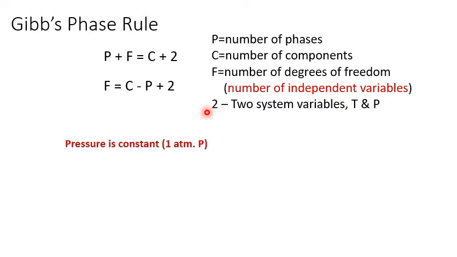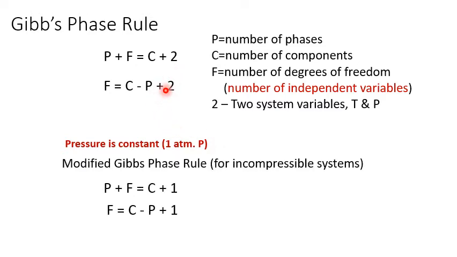Whenever we construct a phase diagram, we normally take pressure as constant, that is 1 atmospheric pressure. So the 2 gets reduced to 1. So P plus F is equal to C plus 1, where the system variable is reduced to 1. So easily we can find F is equal to C minus P plus 1.